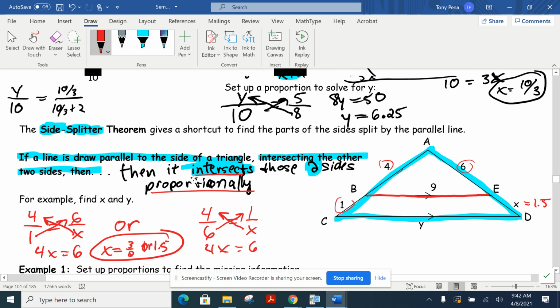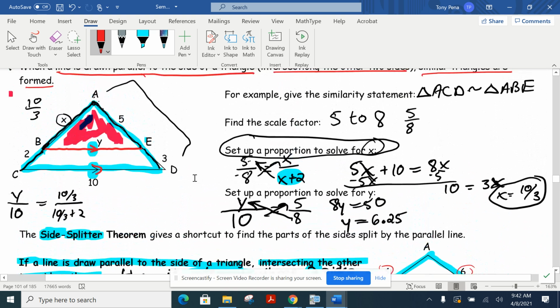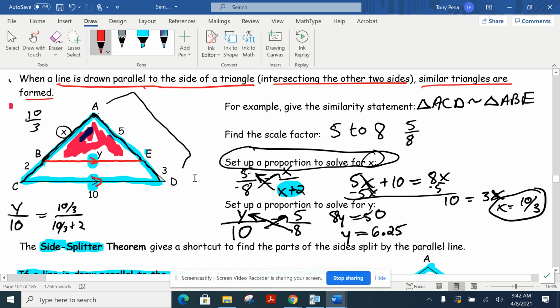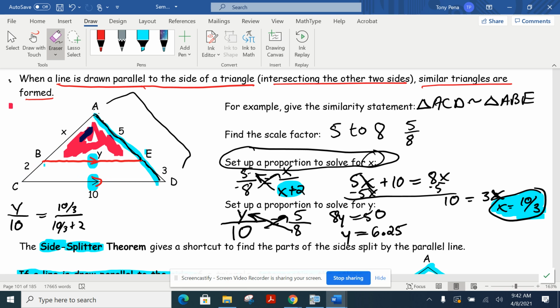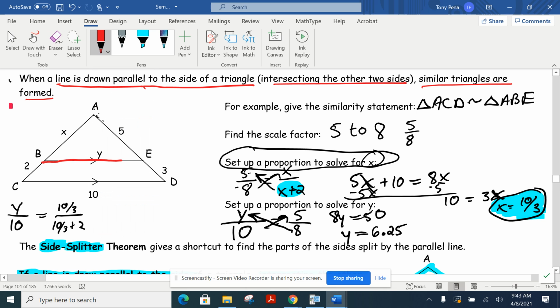All right, then, before we do y, pop back to this first problem and let's use this theorem on it. Shouldn't we get x to be 10/3? We already know that x is 10/3. But if we use this theorem, we should be able to do this a little bit quicker and a little bit easier. So here is the line that we can use the side splitter theorem for. It's parallel to the third side. It should divide these proportionally.